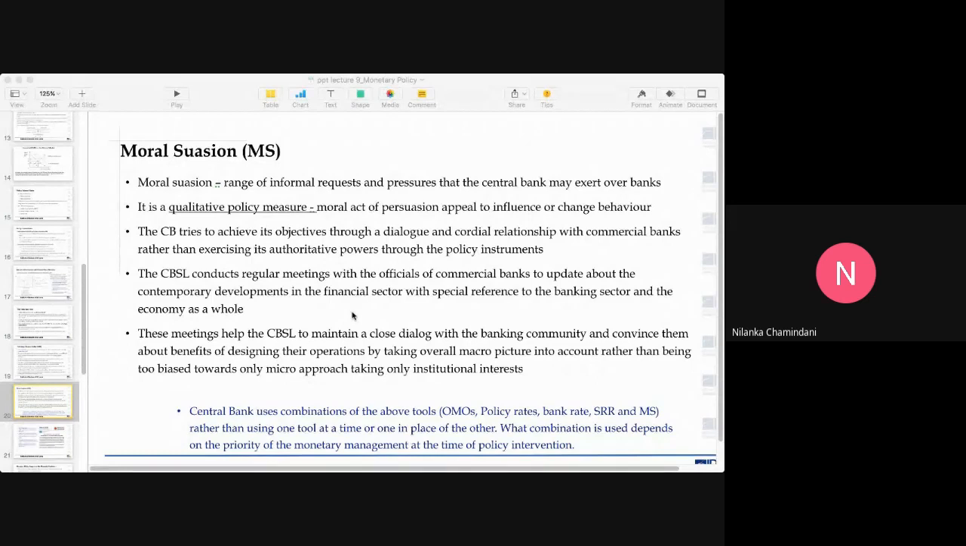Additionally, as he mentioned, yes, it is also there, and we can consider it as a direct measure, because we already discussed credit ceilings, right? And also interest rate ceilings, caps and all. So it is also like that.